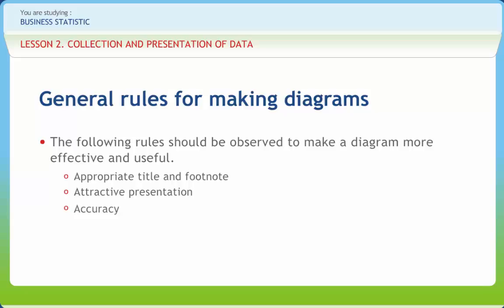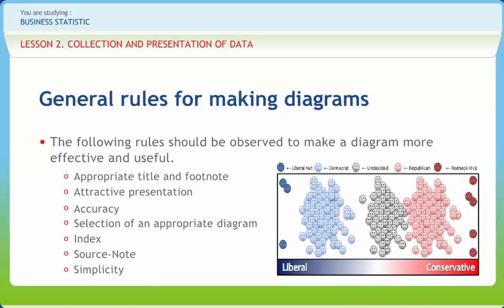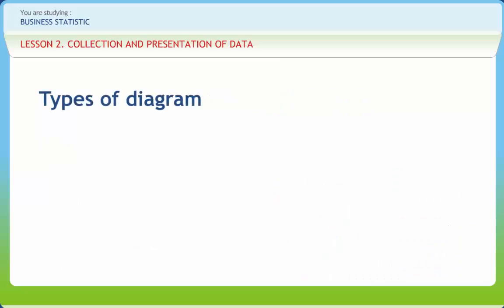Diagrams should be drawn accurately by using proper scales of measurements. The selection of an appropriate diagram should be carefully done, keeping in view the nature of data and the objective of investigation. The source of data must also be indicated if the data have been acquired from a secondary source. The constructed diagram should be simple so that even a layman can understand it without any difficulty. The selection of a particular diagram depends upon the nature of data, objective of presentation, and the ability and experience of the person doing this task.